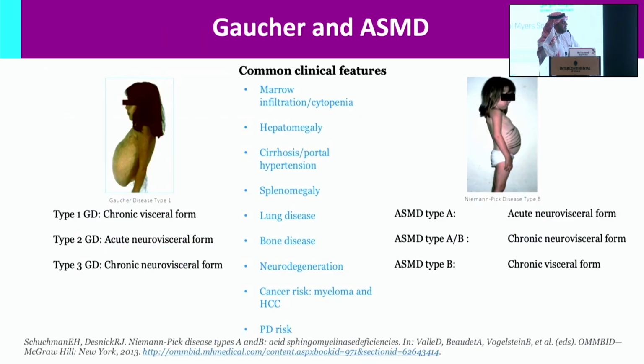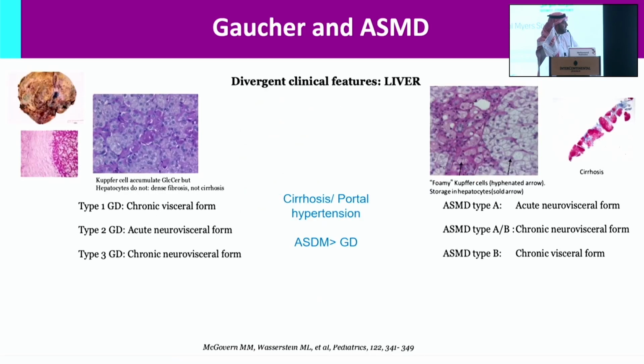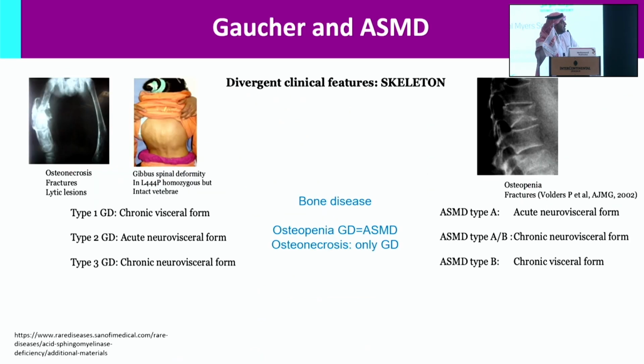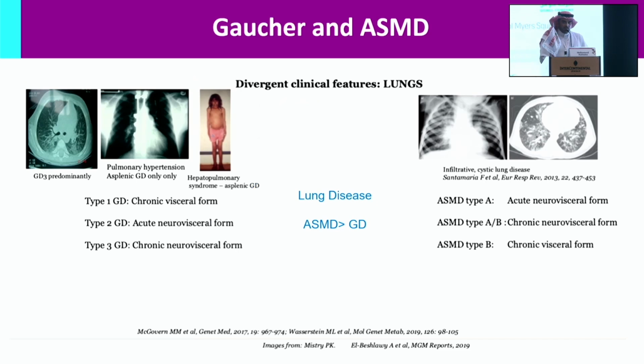So what are the clinical features for both? They can cause bone marrow infiltration, hepatosplenomegaly, portal hypertension, lung disease, bone disease and CNS manifestation. But in the liver, cirrhosis and portal hypertension are found in ASMD more than Gaucher. In the skeleton, osteopenia can be found in both, but osteonecrosis is found only in Gaucher. Interstitial lung disease is found more in ASMD than Gaucher.